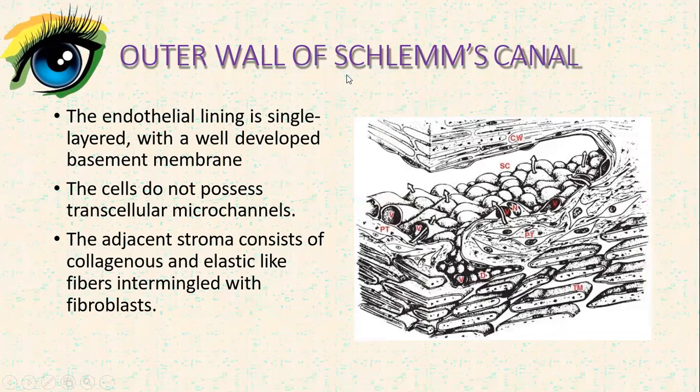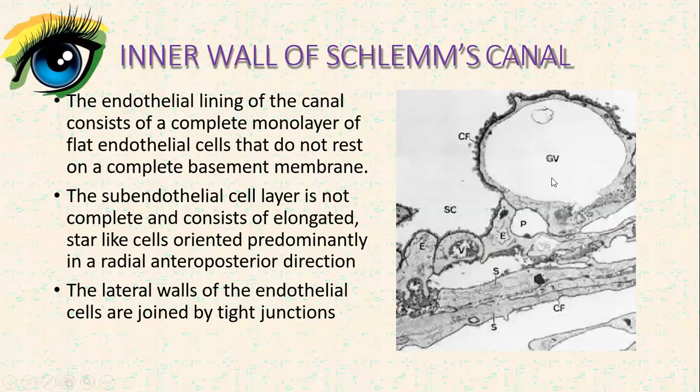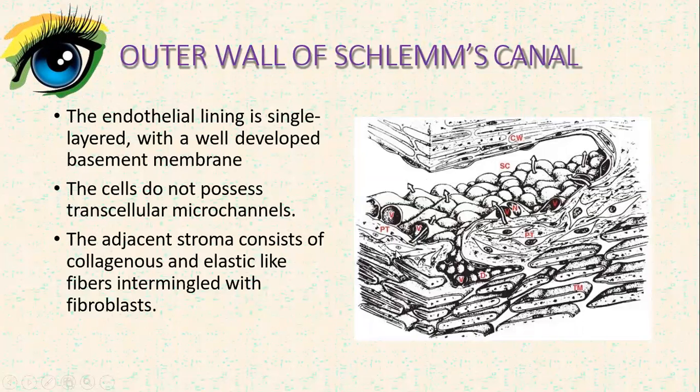Now the outer wall of Schlemm's canal. The outer wall has more tight junctions. If you see here, the vacuolar spaces are there, but in the outer wall there is more tightness and no wide space. Little gaps will definitely be there, because the canal cells take the fluid and drain it into the episcleral vein, so that should be there.